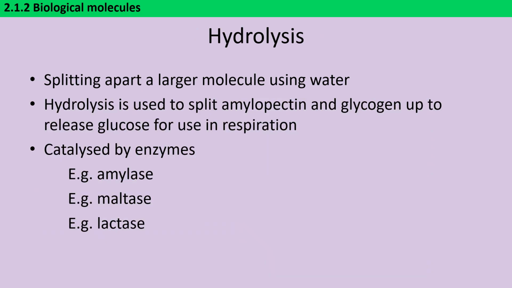We've said that condensation is a reaction that joins 2 smaller molecules together with the loss of water. So you can think of hydrolysis as being the opposite of condensation, because here we're adding water and we're using it to split apart a larger molecule. So this is used to split up some of those larger storage carbohydrates in order to release glucose for use in respiration, and it's catalysed by various enzymes. So as you learnt from GCSE, generally speaking, enzymes are named after the thing that they can break down. So amylase breaks down amylose, maltase breaks down maltose, and lactase breaks down lactose.